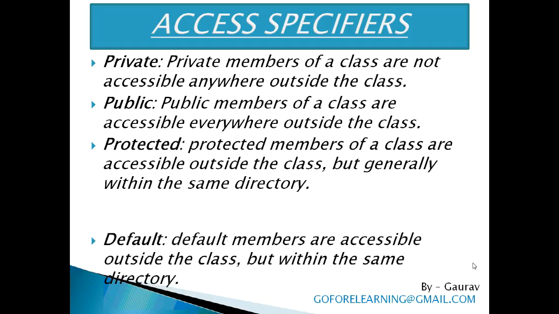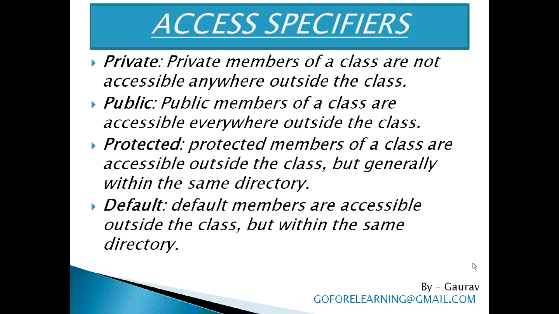And the last one is default. If no access specifier is written by the programmer, then the Java compiler uses the default access specifier, and default members are accessible outside the classes but within the same directory. Can you declare a class as private? No. If we declare it as private, then it is not available to the Java compiler and hence a compile time error occurs. But inner classes can be declared as private.